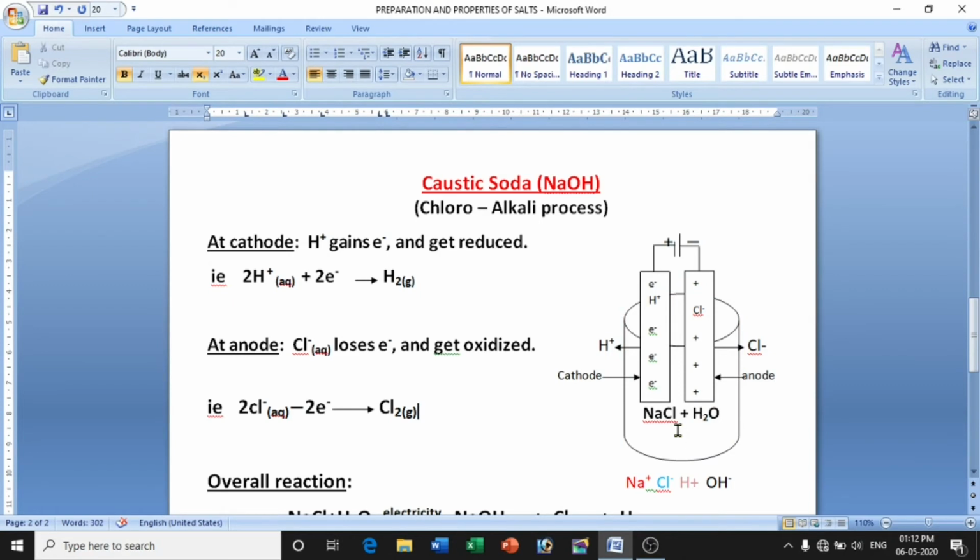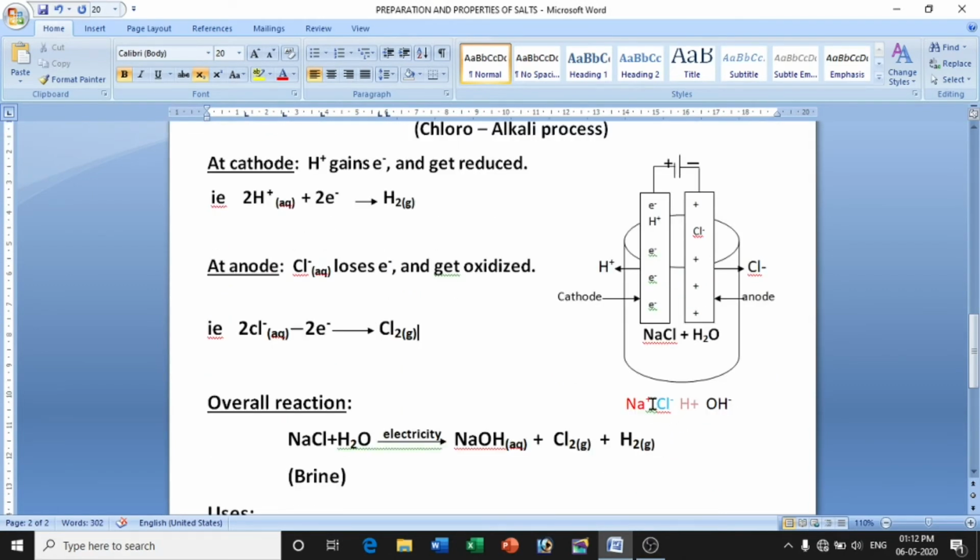Okay, so here what happens, we have four types of ions: sodium ions, chlorine ions, hydrogen ions, and hydroxyl ions. This sodium could be attached to the negative electrode, but it is not possible because sodium is highly reactive as compared to hydrogen ions. That is why, instead of sodium ions, the hydrogen ions will cling to the negative electrode and gain electrons to form hydrogen gas, right?